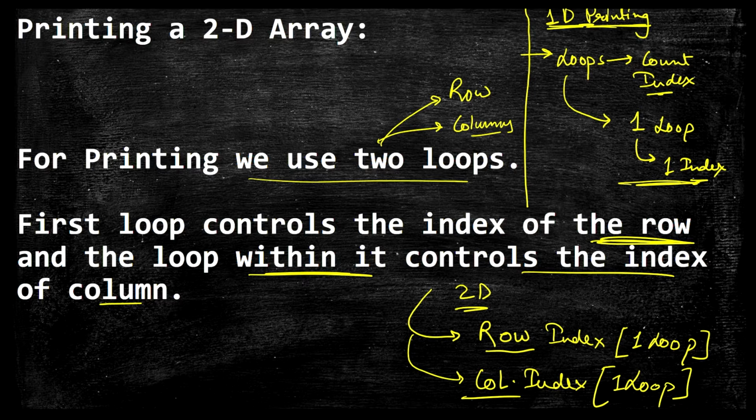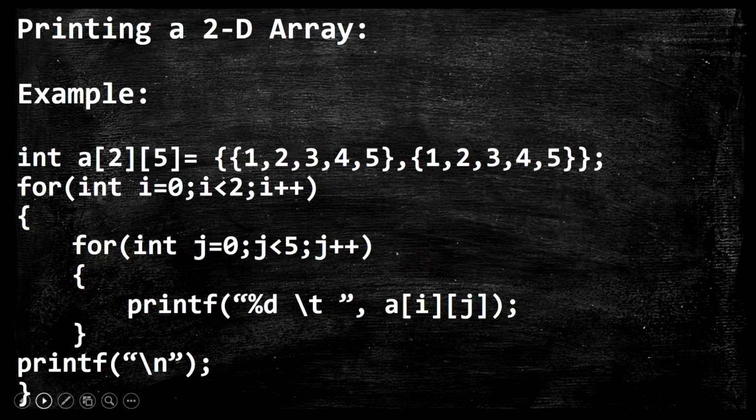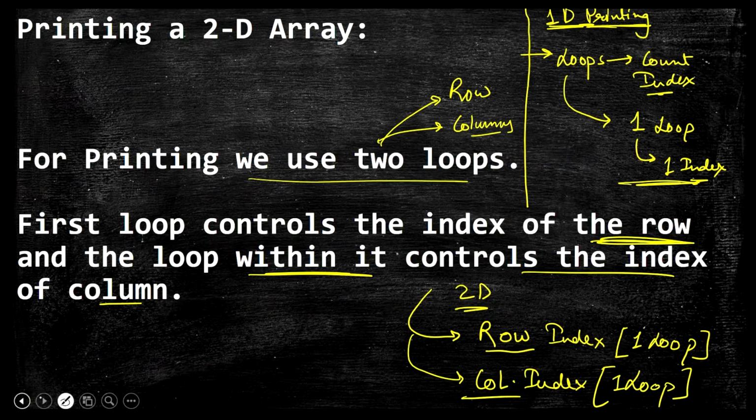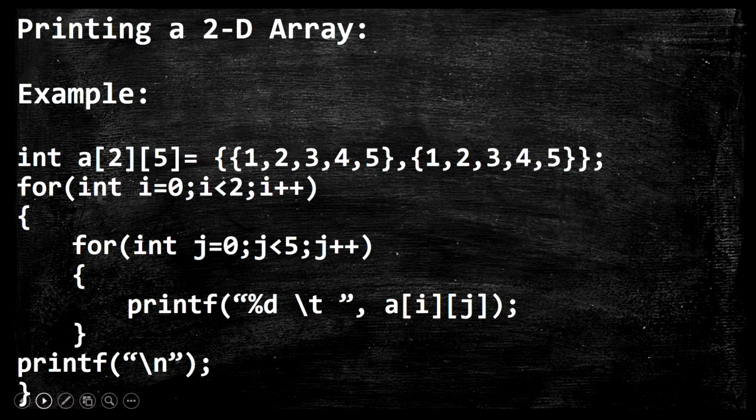Now let's understand this. See here, an example is given. How do we interpret this example? Let's read the first line. The first line says int a 2 5, that is an array of 2 5, and this means 2 rows and 5 columns. And here the array is given. So let's create a memory diagram like this.